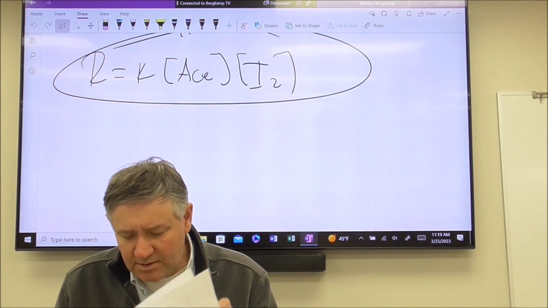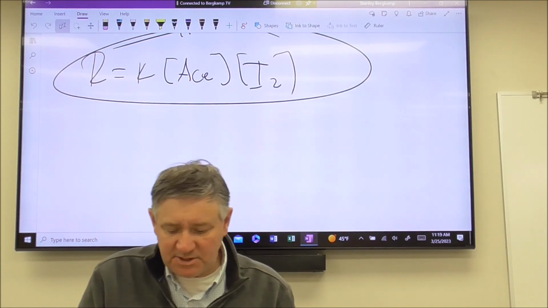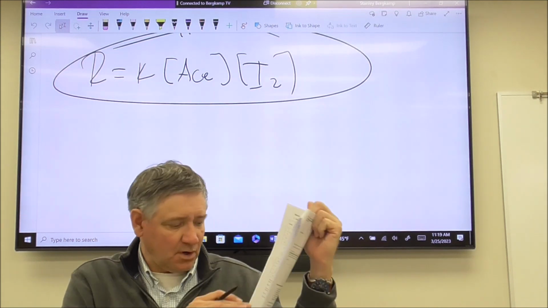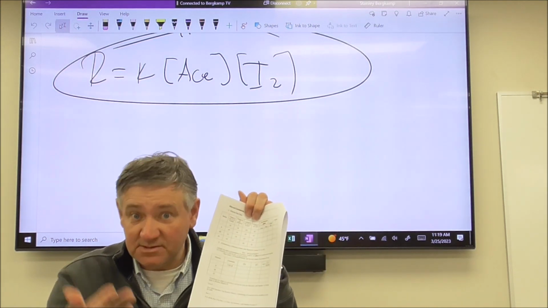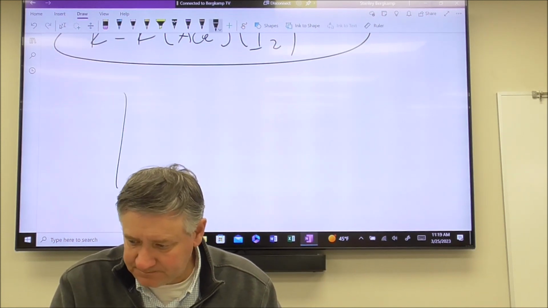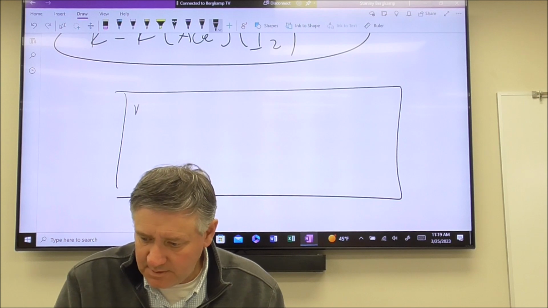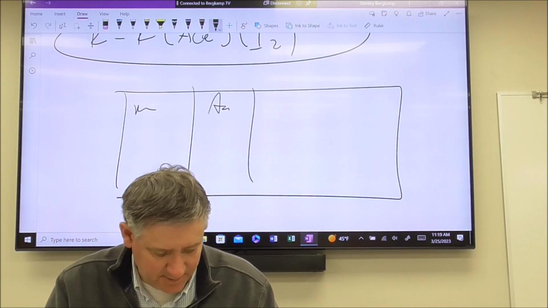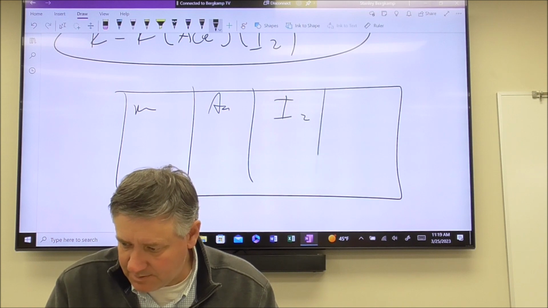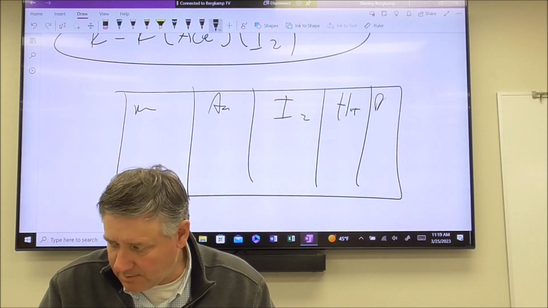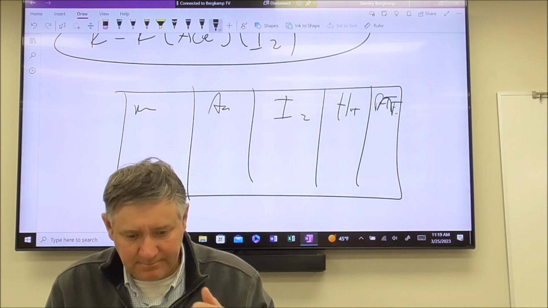Now, what we're going to do is see if the rate changes things. So over here on page 4, flip over to page 4. You've got this data table, and you've got mixture, and then acetone, I2, H+, and then a column that says rate, okay?